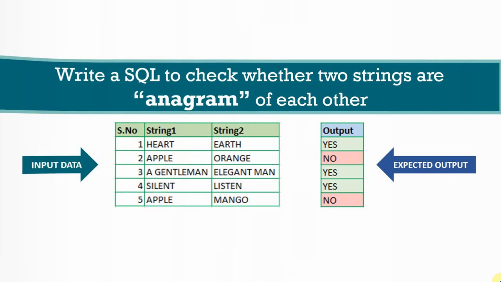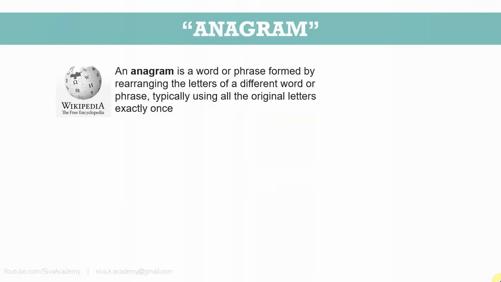Here is a very interesting question. The expectation is we need to write a SQL to check whether given two strings are anagram of each other or not. First, let us understand what the word anagram means. An anagram is a word or a phrase formed by rearranging the letters of a different word or a phrase. Let us understand with an example.